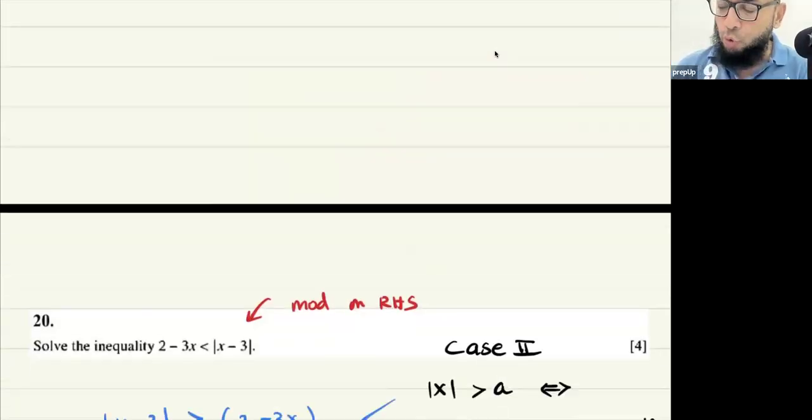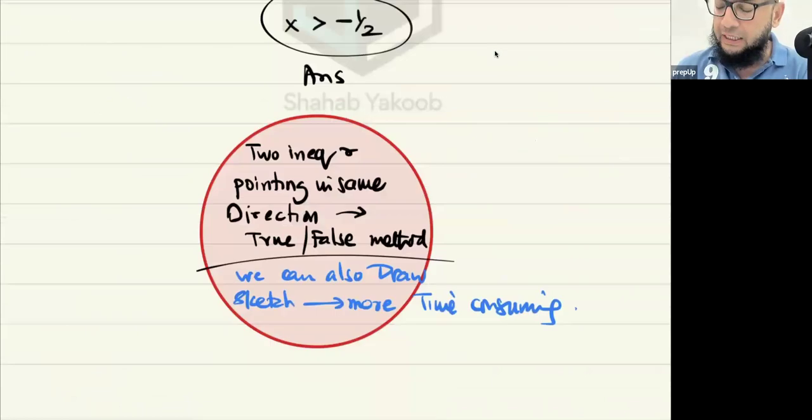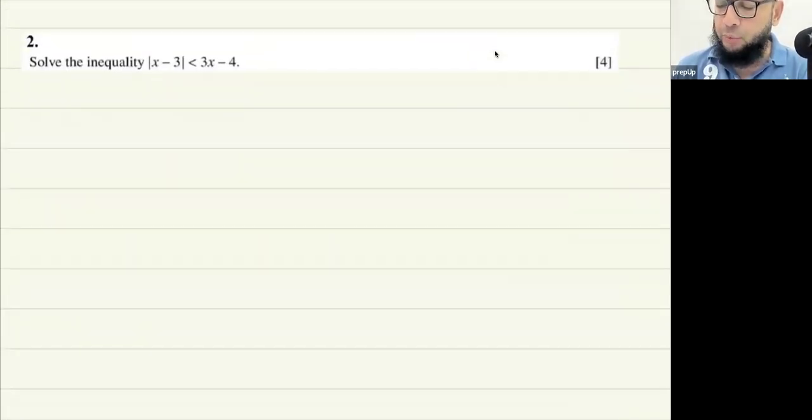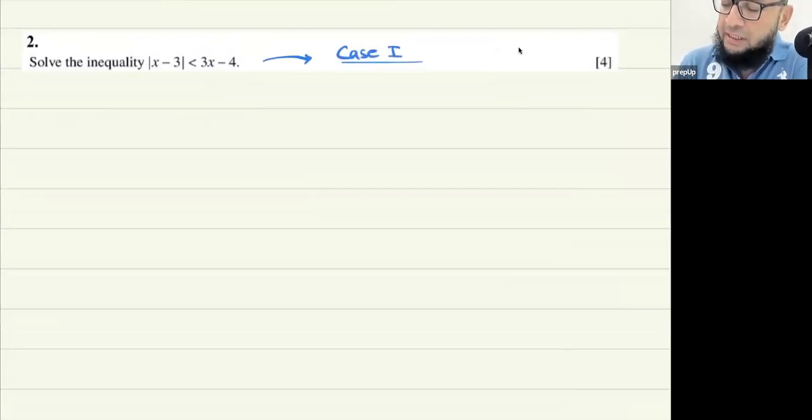So now let's go over the solution of the other two problems which were sent to you. That is question number 2. It says that the modulus of x minus 3 is lesser than 3x minus 4. Decide on the case. This is case number 1. Modulus is on the left hand side and there is a lesser sign. Modulus of x is less than a simplifies to x lies between negative a and positive a.